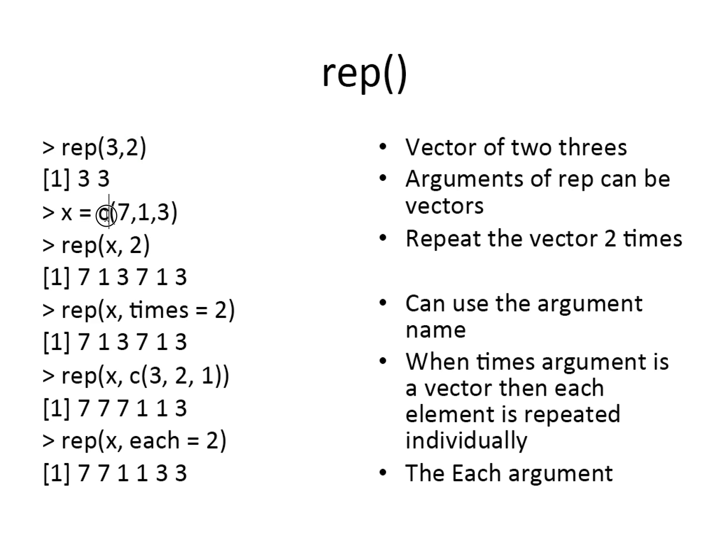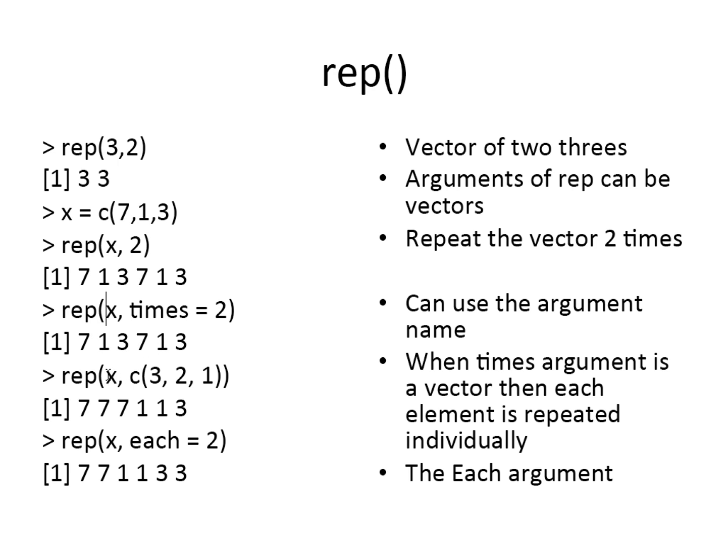So let's make a little vector here, 7, 1, 3. We can repeat that vector twice: 7, 1, 3, 7, 1, 3. Can be really explicit and say times equals 2. Repeat the vector x times equals 2: 7, 1, 3, 7, 1, 3.